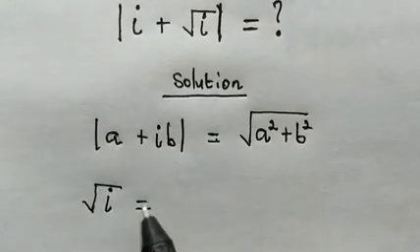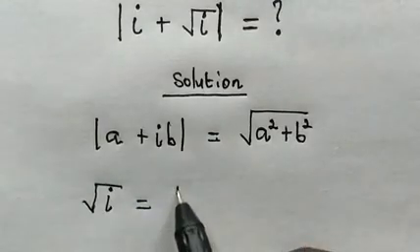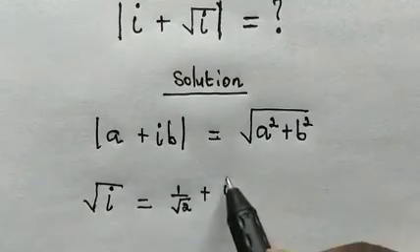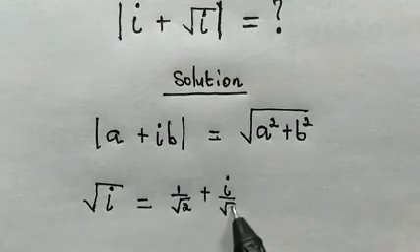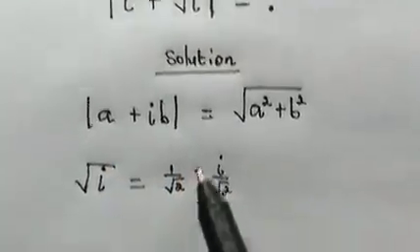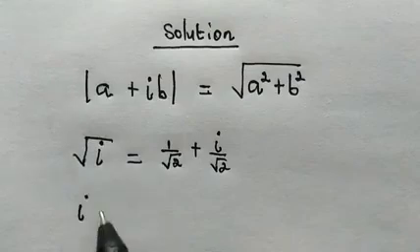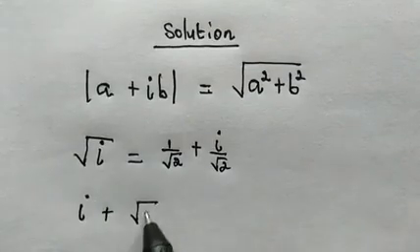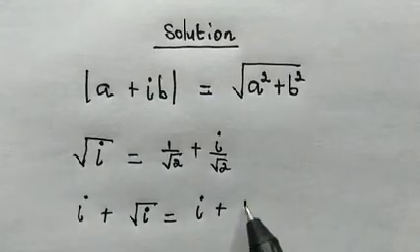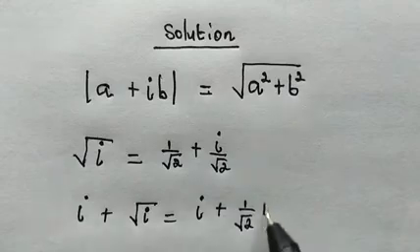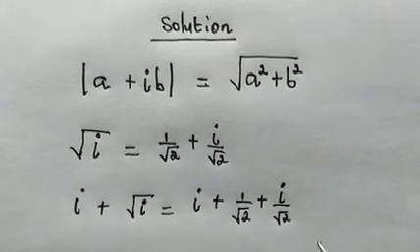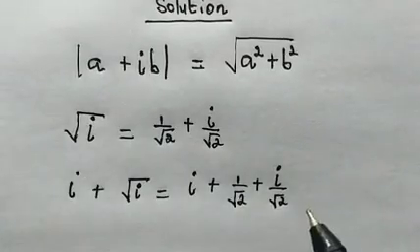Now, we know the principal square root of iota. I've made a video on this before. This is equal to 1 over the square root of 2 plus iota divided by the square root of 2. Now, inside this absolute value bar, we have iota plus the square root of iota, which will be equal to iota plus 1 over the square root of 2 plus iota divided by the square root of 2. Now, all we need to do here is simplify.